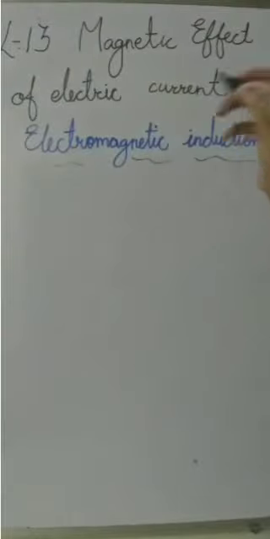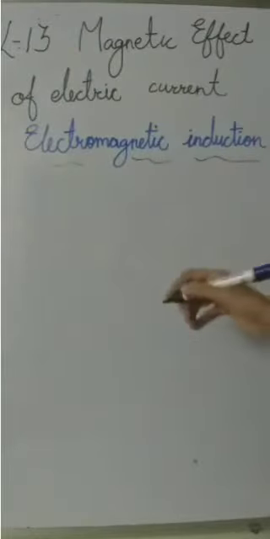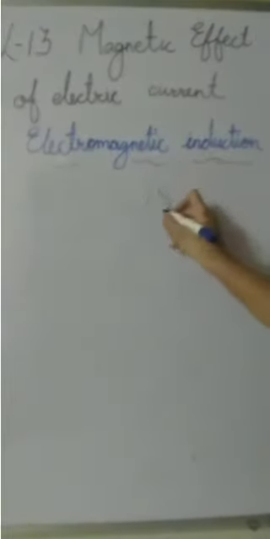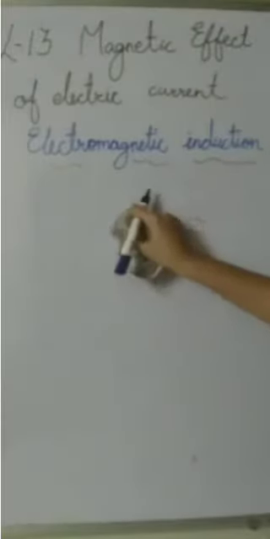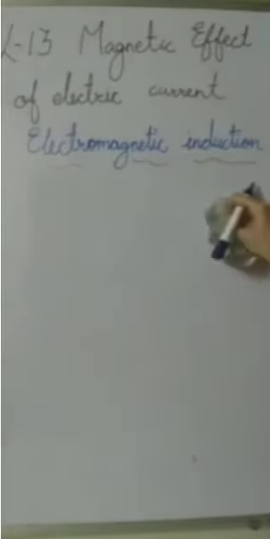The idea of electromagnetic induction came to Faraday's mind in 1831. This brought a revolutionary change in the field of generation of electricity. So let us understand how electricity is generated with the help of a magnet.